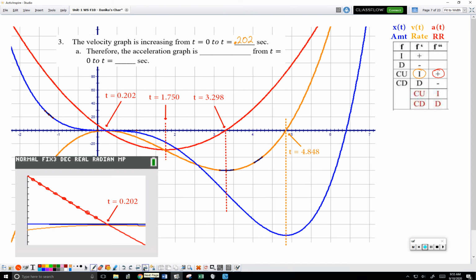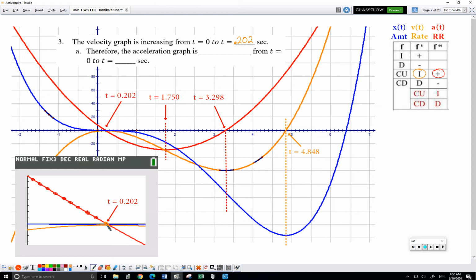Okay, this is back to Nick's question, another point for him. Kind of like, how do I know what I'm supposed to be looking at? The velocity graph is increasing from time equals 0. Again, we just start at the beginning, time equals 0. And the other day we zoomed in so we could see it better. So here's velocity increasing. Velocity stops increasing right there. So that's why I wrote 0.202. Questions so far?